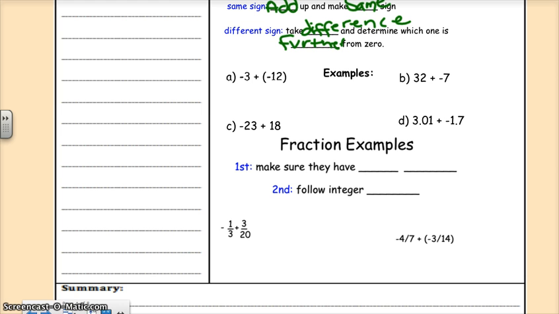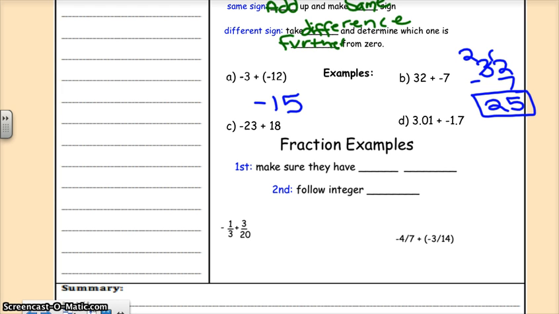-3 plus 12, same or different signs? Same. So I add them up. 3 plus 12 is 15. Make it the sign they were. 32 plus a -7, same or different? Different. So I take their difference, so I go 32 minus 7, that's 25. And then I ask myself, which one is further from 0, the positive or the negative? And it's the positive 32, so it stays positive. Okay? So whichever one is furthest from 0, that sign wins.